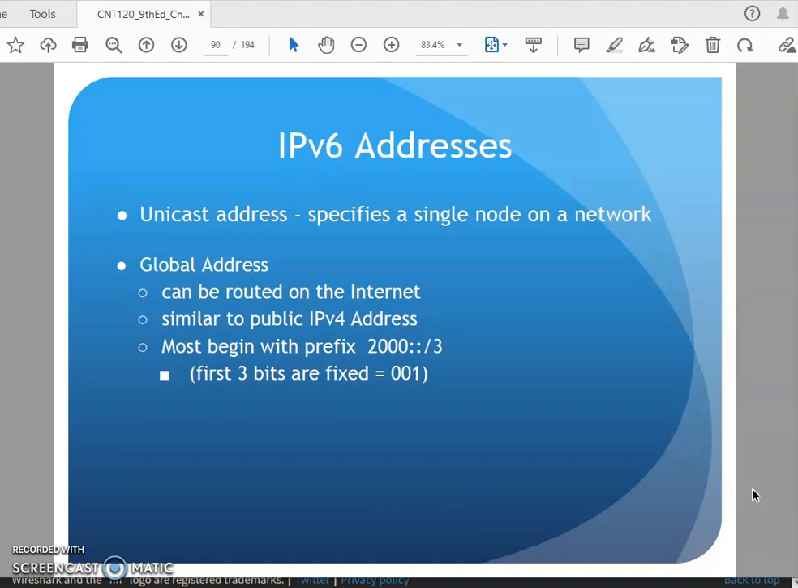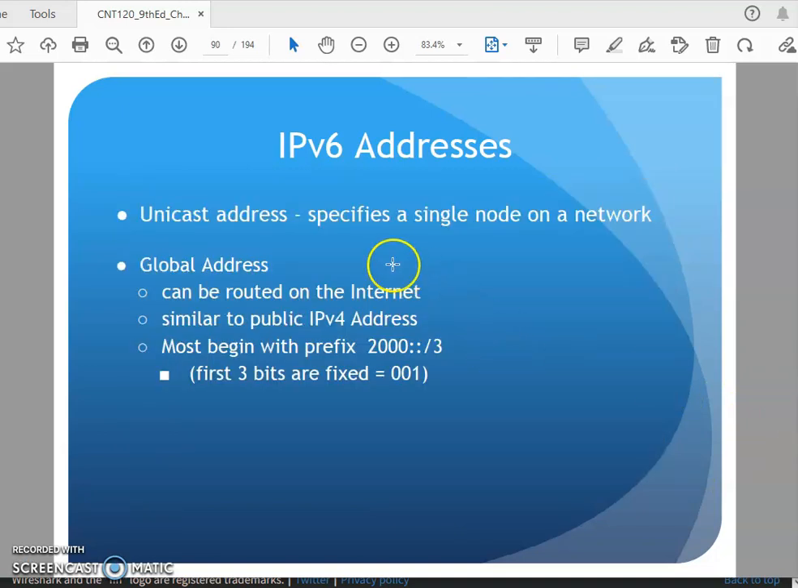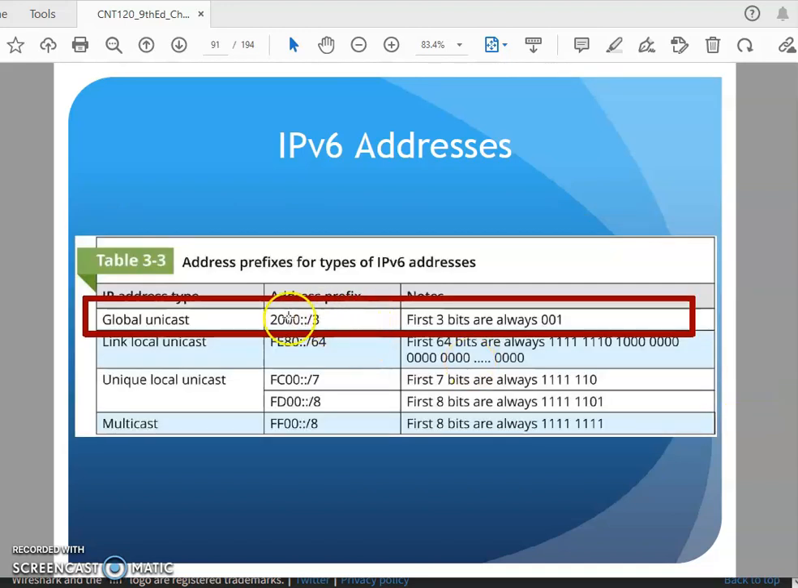Okay, there are a couple different IP version 6 addresses, as we just saw. We have the global address, the link local, etc. So let's go through those. Unicast, remember, specifies a single node on a network. Our global address can be routed on the internet, similar to a public IP version 4 address, and most are going to begin with 2000. The /3 on the end indicates the first 3 bits. Here is our global unicast. So when we see a prefix of 2000, we know this is basically a public IP version 6 address.